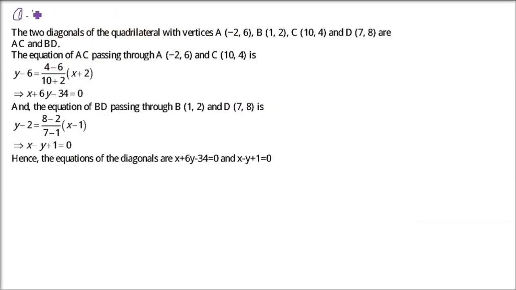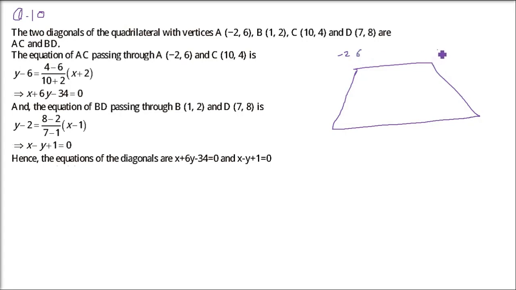This is question number 10. The vertices of a quadrilateral are A, B, C, D. Find the equation of its diagonals. This you can do easily. I'll just give you an idea. This is a quadrilateral, I don't know whether it is a rhombus or a rectangle. I'm just writing the points arbitrarily.